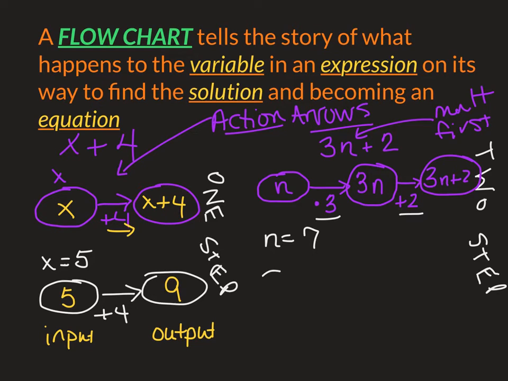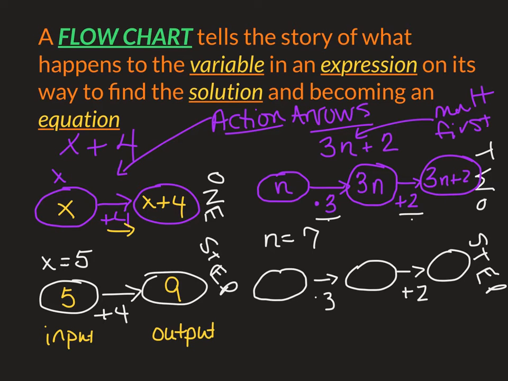Okay, so I take that very same flow chart. Now is when I like to set up my flow chart ahead of time. Make sure that I make my circles big enough so that I can write in them, because the story's already been told. We already know the story of what happens to n. First it's multiplied by 3, then it's added by 2, and then we get some solution.